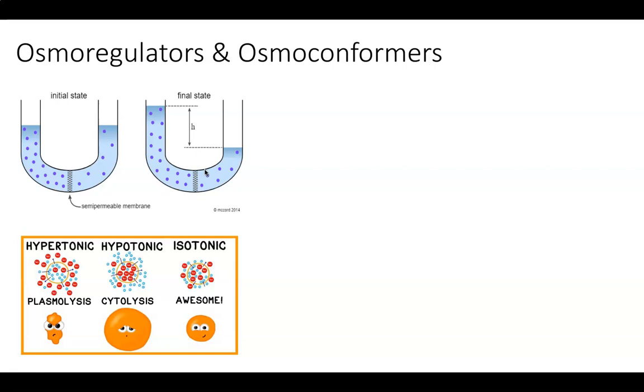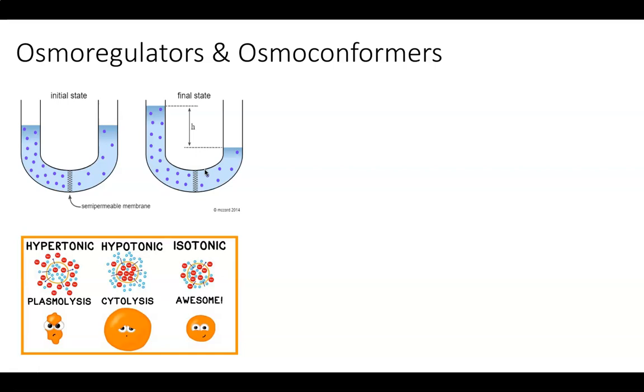So depending on the environment, organisms have different mechanisms for maintaining water balance. And there's these two broad categories that we can group organisms into based on how they do this. So all animals, mammals, humans, are either called osmoregulators or osmoconformers. And even those words suggest how they kind of do this.